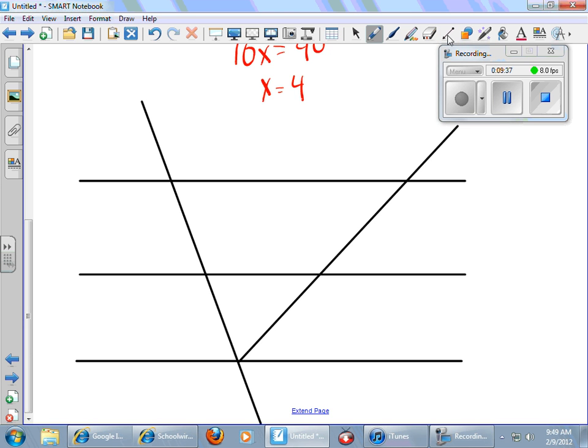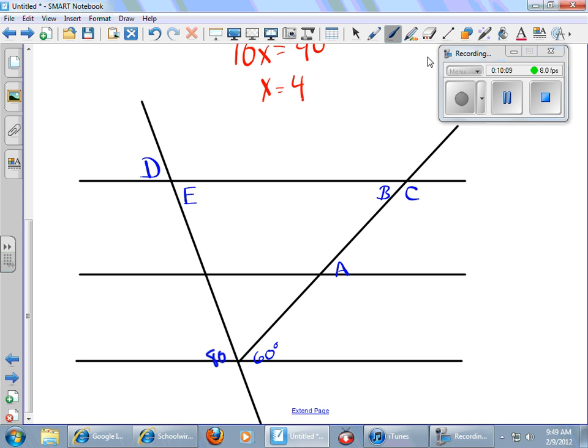Okay, I'm going to tell you that this angle here is 80 degrees, and this angle here is going to be 60 degrees, and I need you to find angles A, B, C, D, and F, or we'll call it E, sorry.